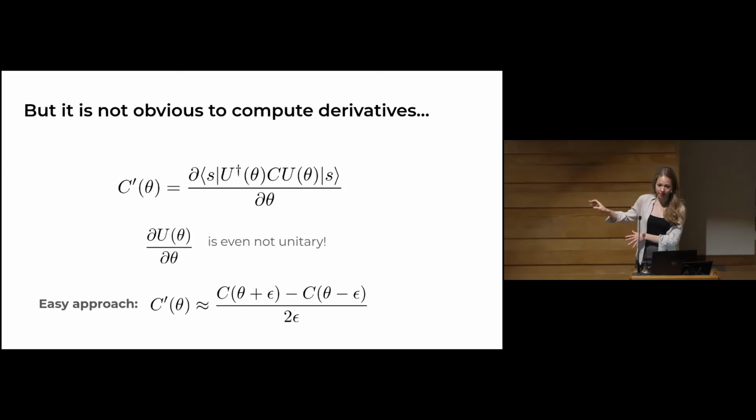There is an easy way to do it, which is just to use a finite approximation formula. But you can see that both values involved in the finite approximation are normally evaluated up to some error, which depends on the number of shots. And it's possible that you will have to prepare and measure your state too many times in order to have a derivative with some reasonable error.